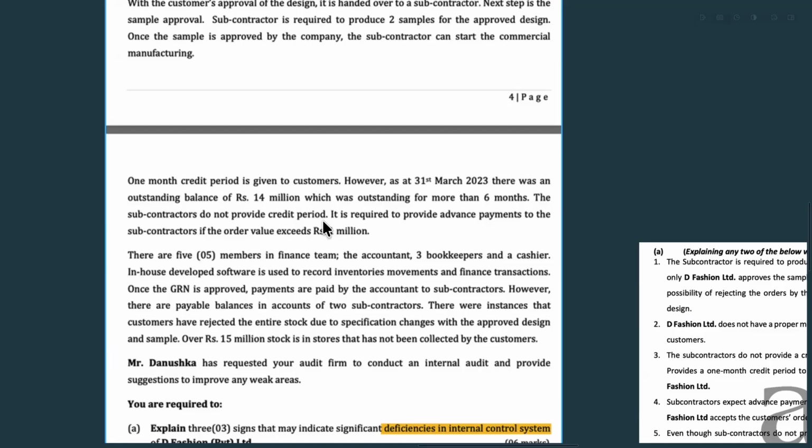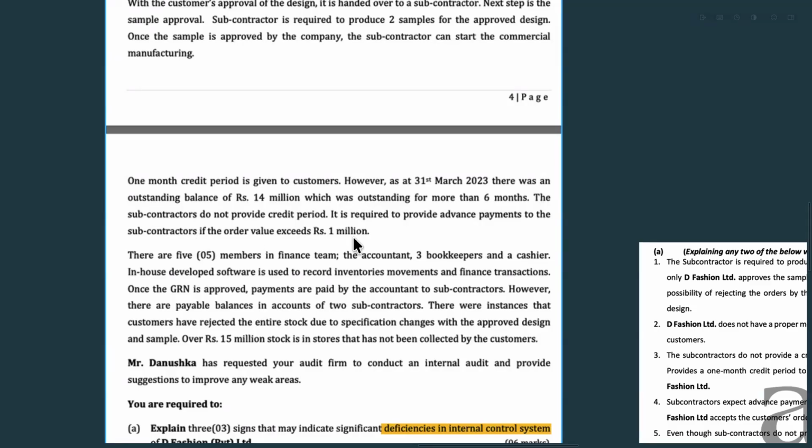Because we are going to receive the money after 30 days, but before that, we are going to make the payment instantly to the subcontractors. So there is a leverage problem. Even though we paid the full amount to the subcontractors, we are not collecting for more than 6 months from the customers. There is a significant problem. And it is required to provide advance payment to the subcontractors if the order value exceeds rupees 1 million.